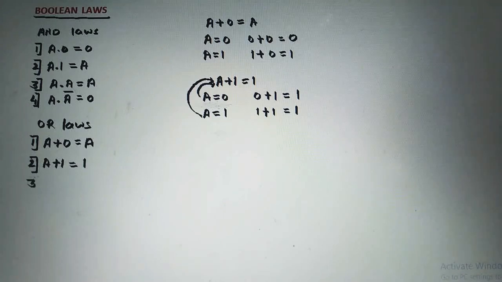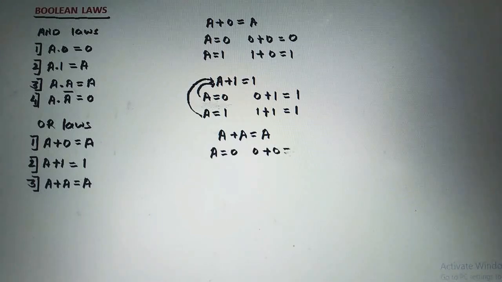Now the third OR law is a plus a is equal to a. Now see here, a plus a is equal to a. So if we take a is equal to 0, then 0 plus 0 is equal to 0, and if we take a is equal to 1, then 1 plus 1 is equal to 1. So at the output we are getting the value of a here. Because of that, a plus a is equal to a.